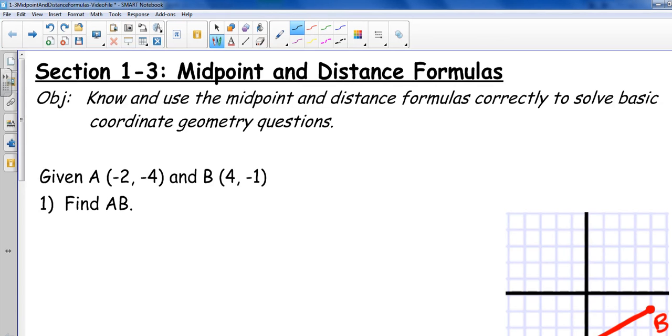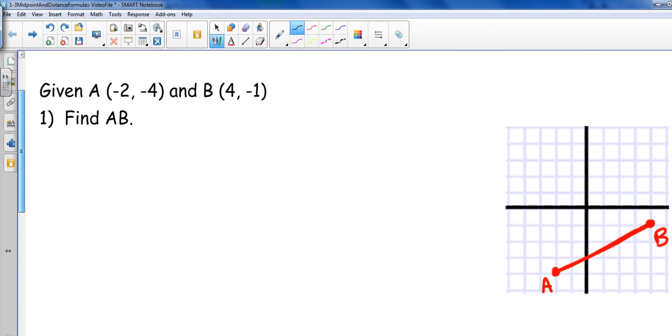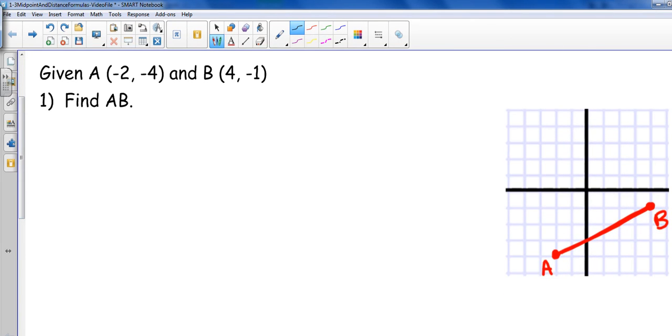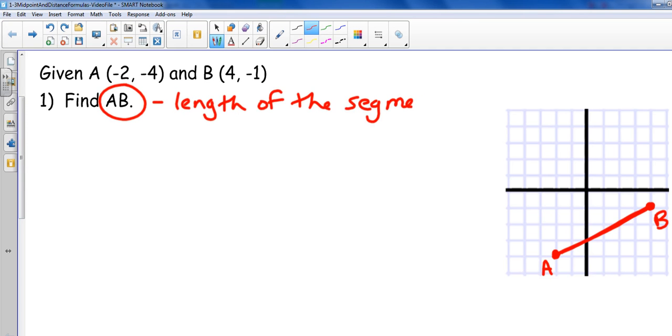Given 2 points, I went ahead and graphed them for us just to save a little time here. We're going to start by finding AB. Recall that when you have 2 points, capital letters written next to each other, nothing on top, no segment marking, we're referring to the length of the segment. Another way of saying that is the distance between the 2 points. So we are literally finding the length of what we see over here in red on the graph, AB.